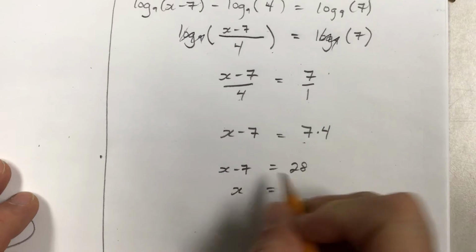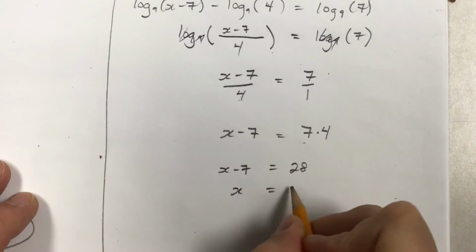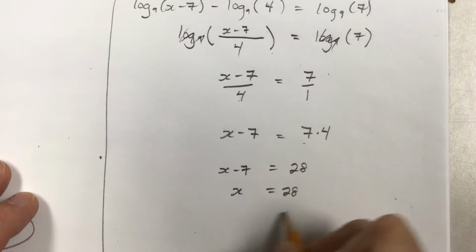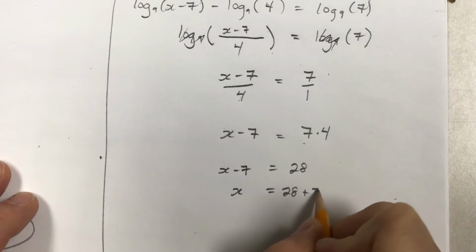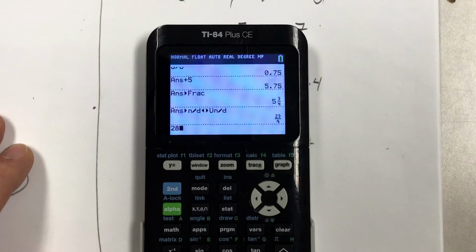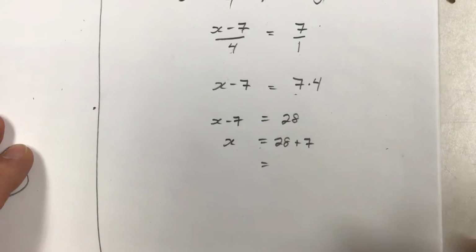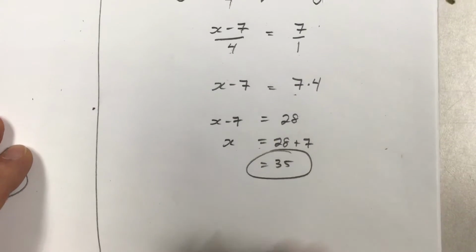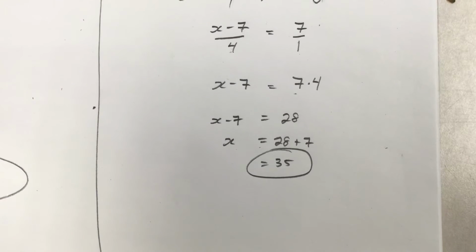So x by itself, what's the opposite of minus 7? I bring it over to the other side with the 28. The opposite of minus 7 is plus 7. And so, again, now all the numbers are on one side. I can use my calculator if I'm not confident with that. Oh, it's 35. There's my final answer. Nice. X is equal to 35.